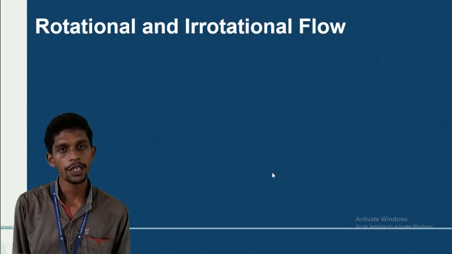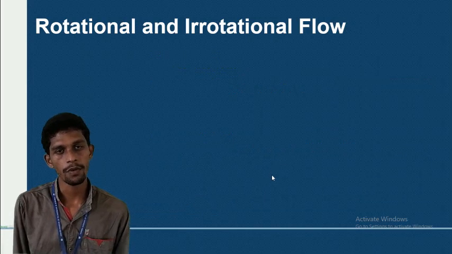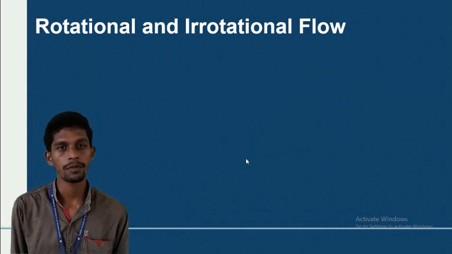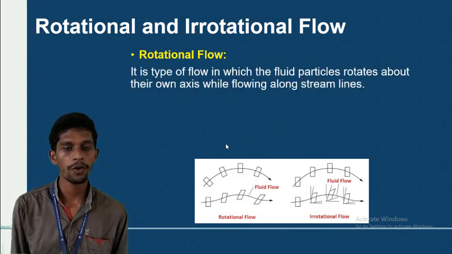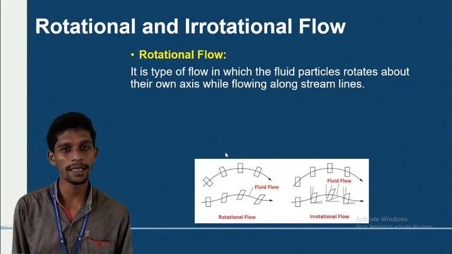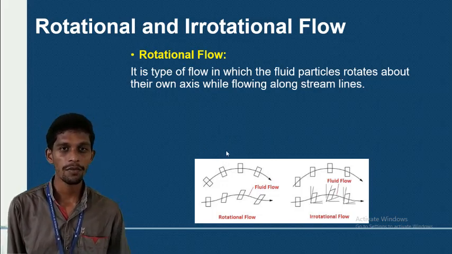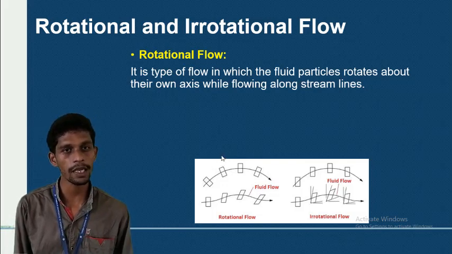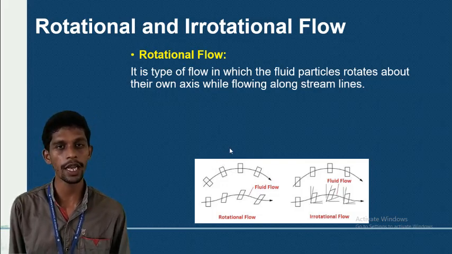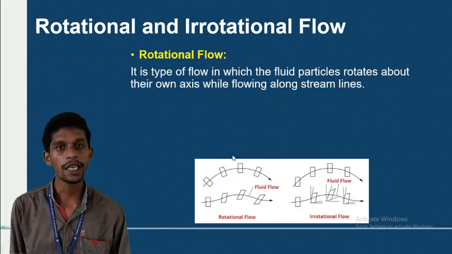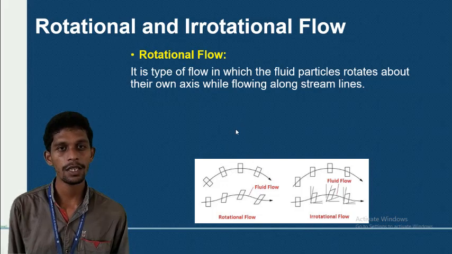So what about rotational flow and irrotational flow? The next one, rotational flow. Rotational flow is a type of flow in which the fluid particles rotate about their own axis. Along the streamline or the path they are flowing, the particles will rotate about their own axis and travel throughout the entire motion. If they rotate about their own axis, the type of flow is called rotational flow.